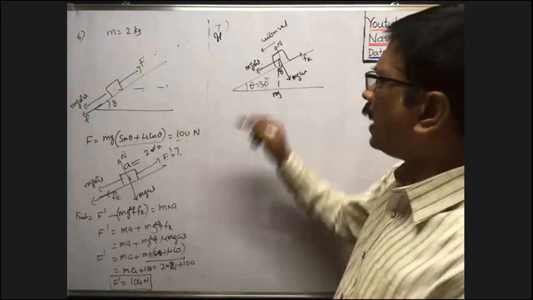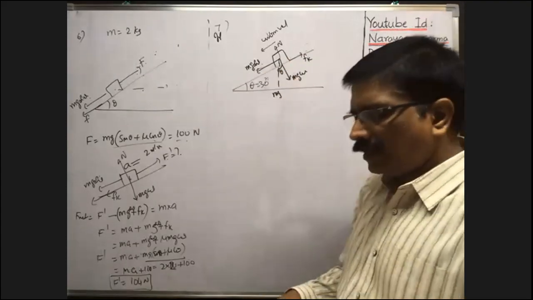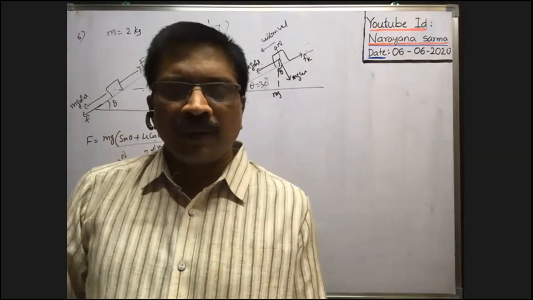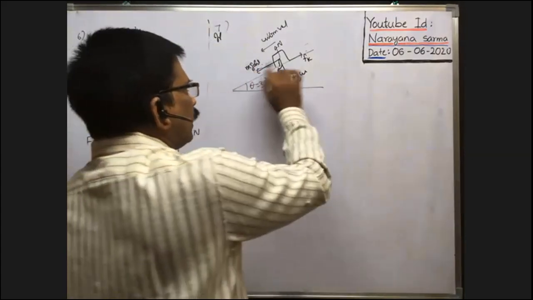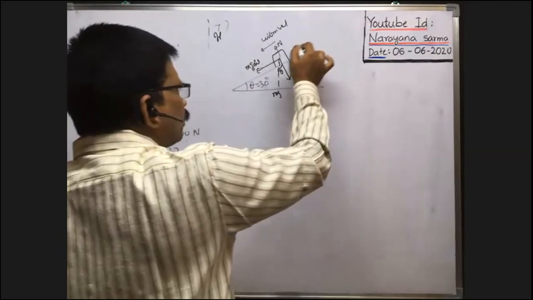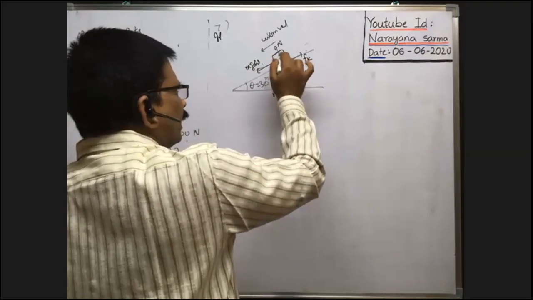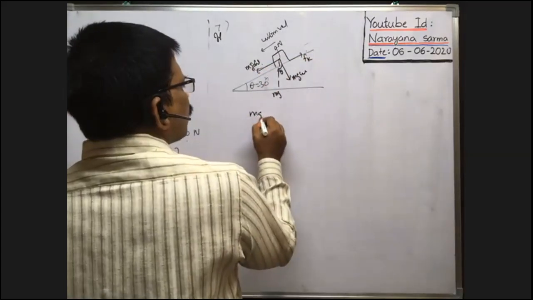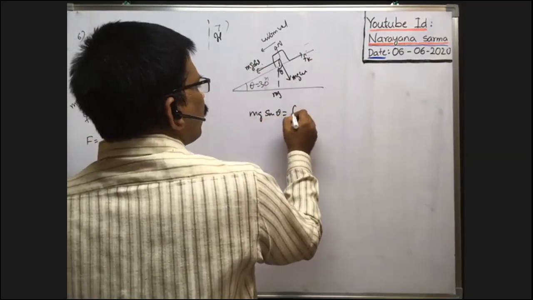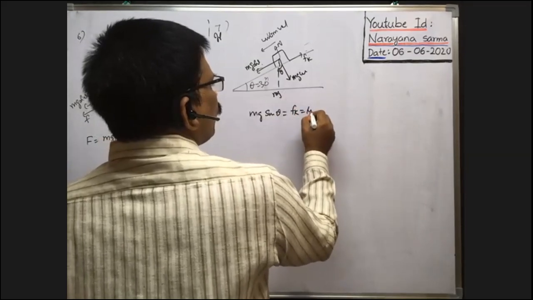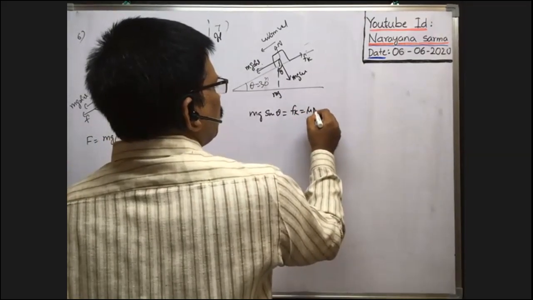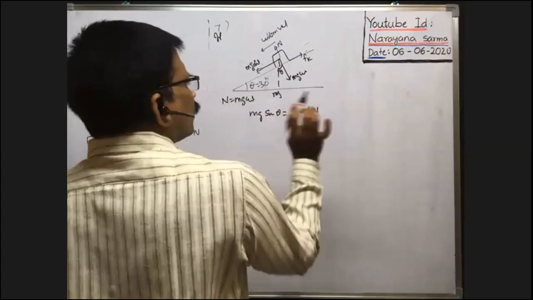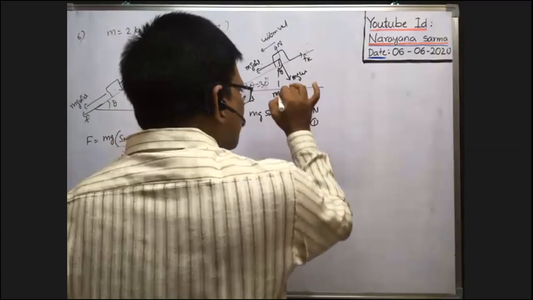As the block slides down with uniform velocity, this force and this force are equal, because the net force is zero. Net force is zero means mg sin theta minus Fk is equal to 0, or mg sin theta is equal to Fk. Fk means mu k into normal reaction. Of course, here the normal reaction is equal to mg cos theta. Okay, this is equation 1. One condition is given like this.